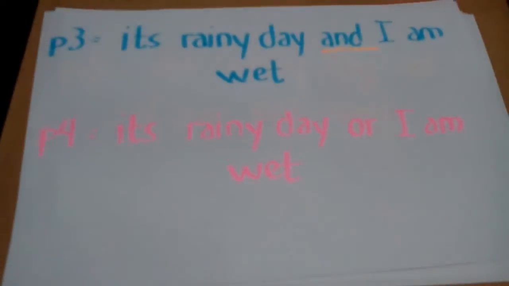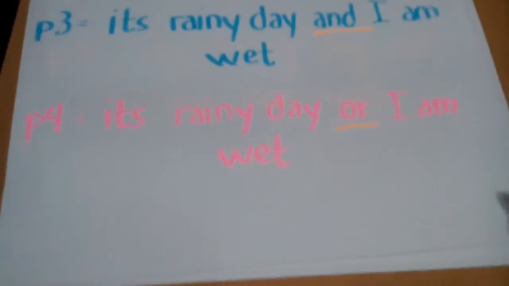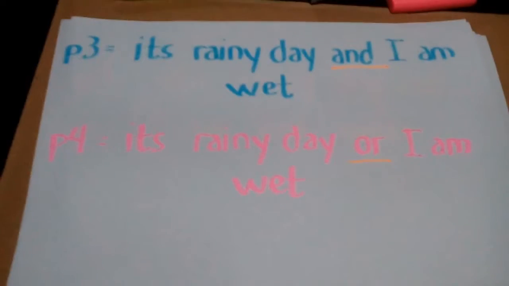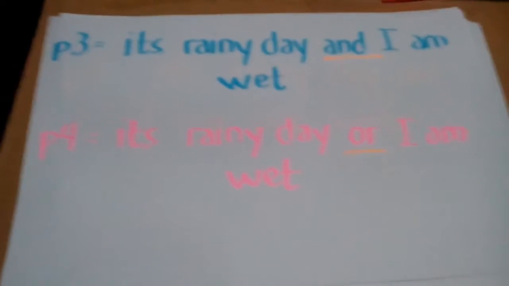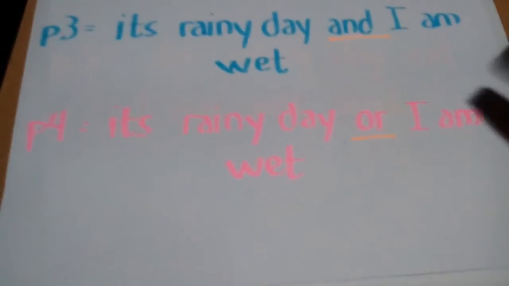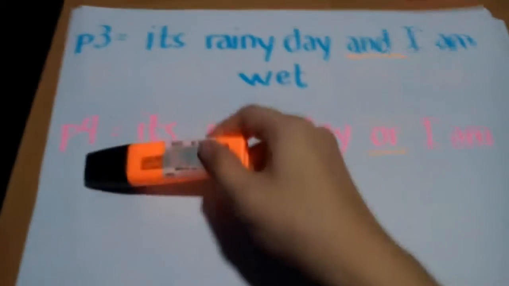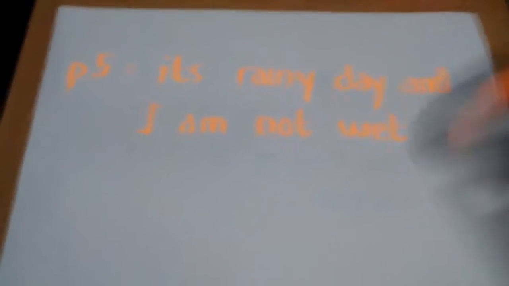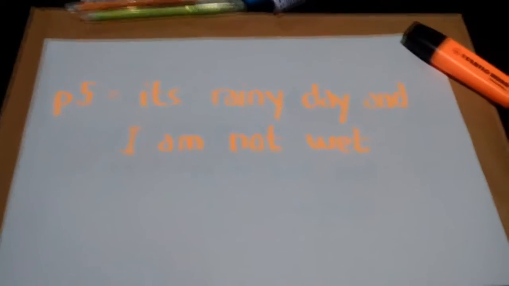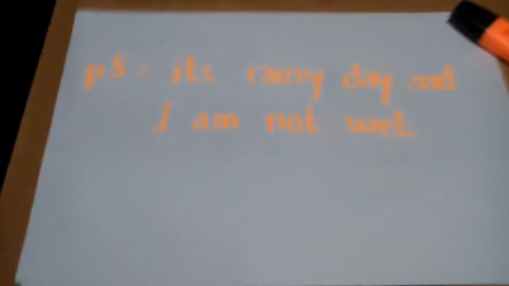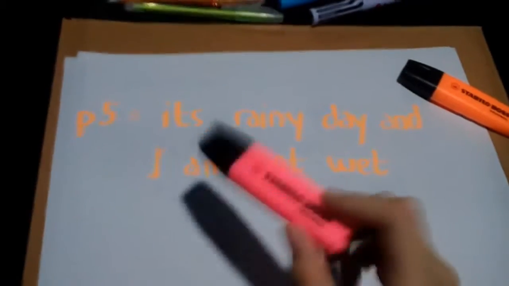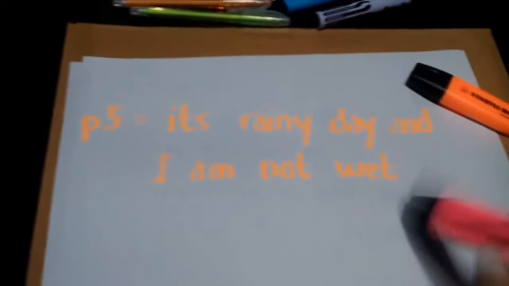So I use here the word "or" to show the connection of the two statements, since the definition of a compound proposition contains two ideas. So this statement contains two ideas already: it's a rainy day or I am wet. So here it goes the same as P sub 4. The next is P sub 5. In this P sub 5, I try to connect all of the two operations in here. So our P sub 5 is: it's a rainy day and I am not wet.